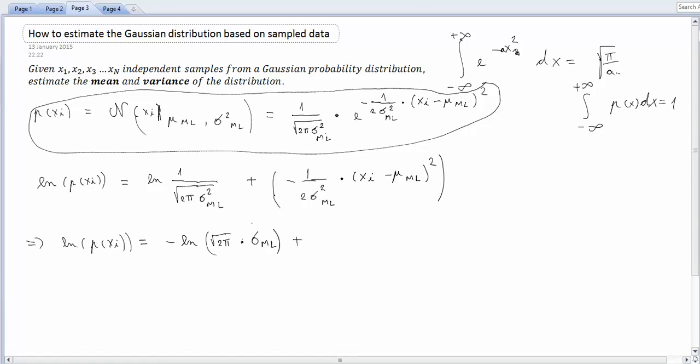plus, it was to the power of this whole thingy to the power of -1, and minus comes forward. Actually, here it shouldn't be plus. Actually, I can erase it, and it can be minus 1 over 2 sigma squared ml multiplied by xi minus mu ml squared.